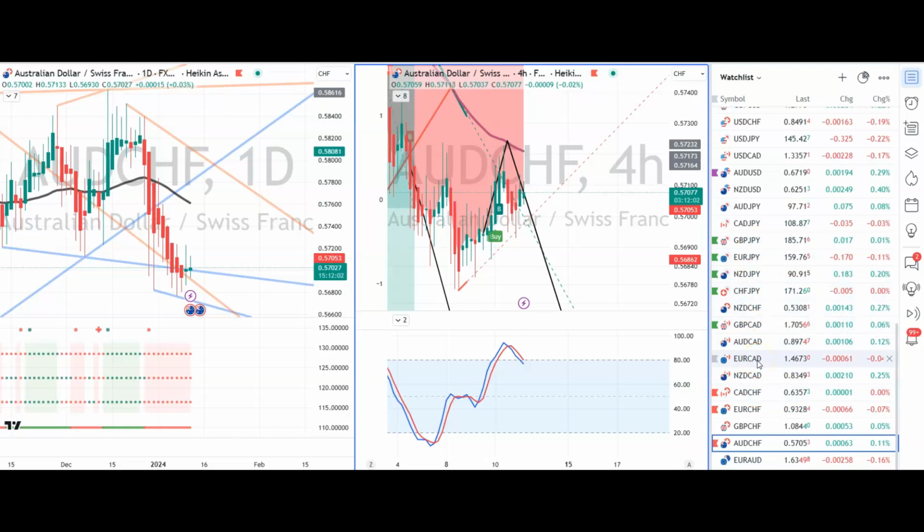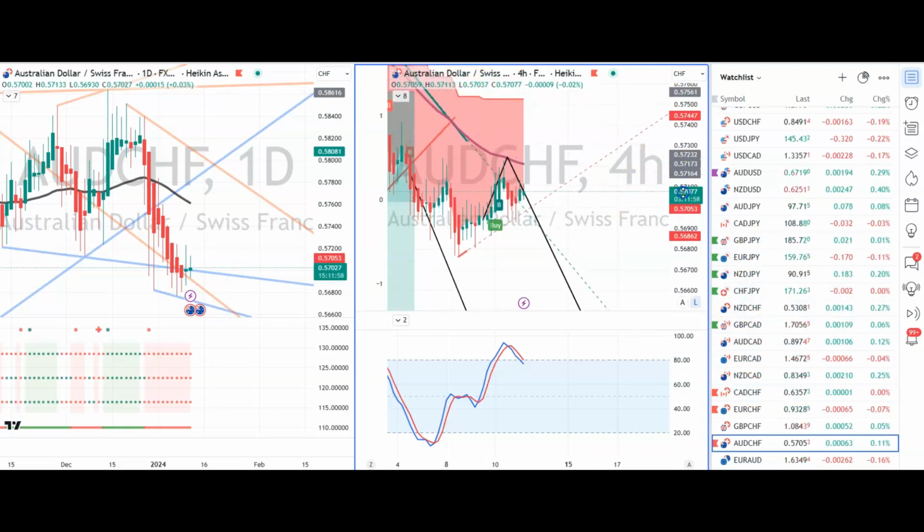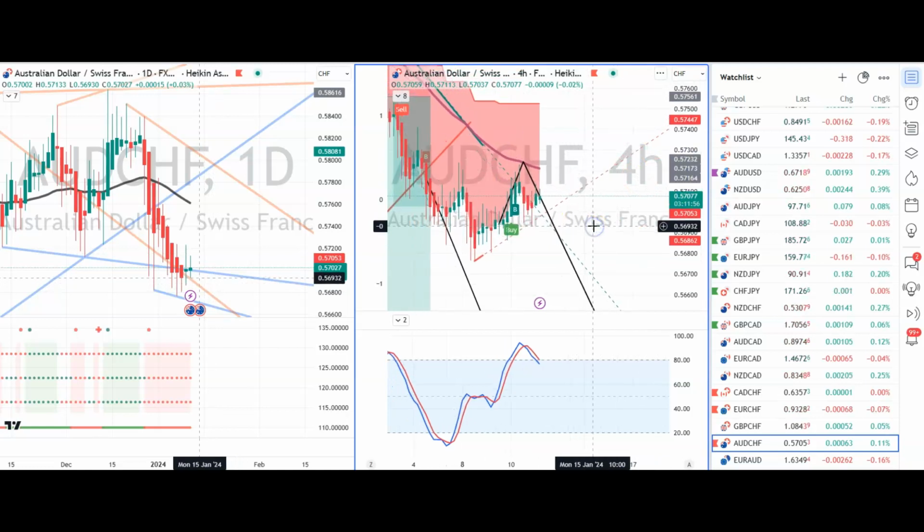Now the markets have settled down a bit since the new year. It's taken a week or so to do it, but once these come in, they are great trading opportunities.